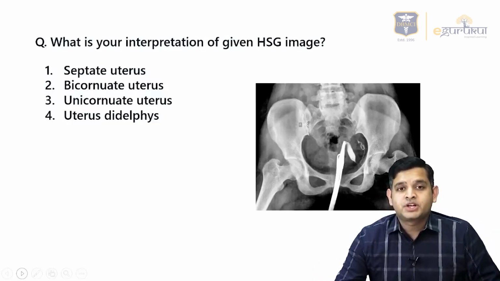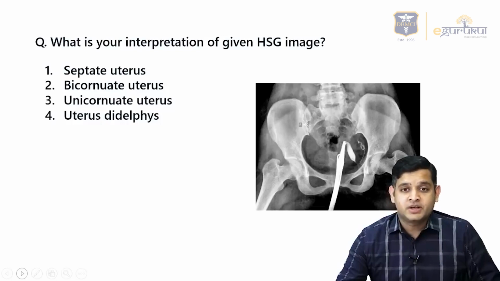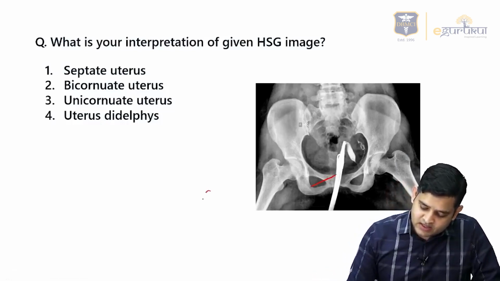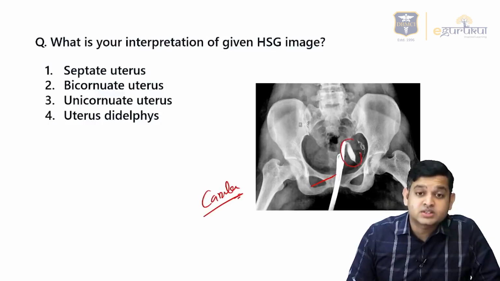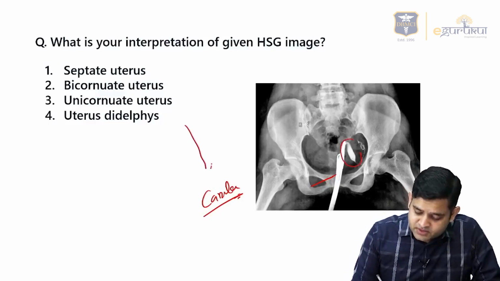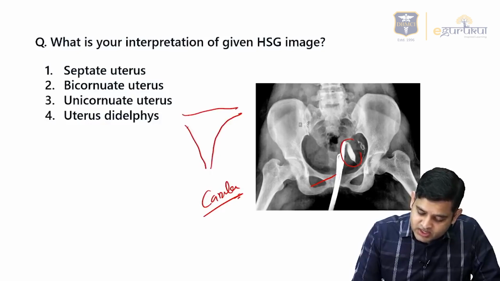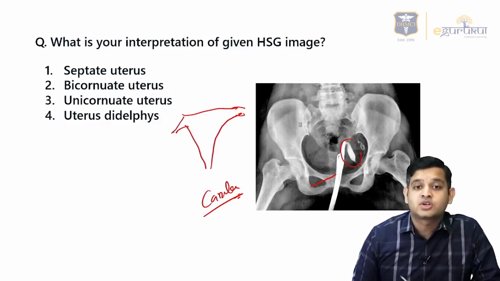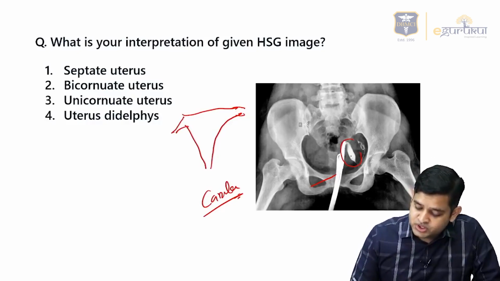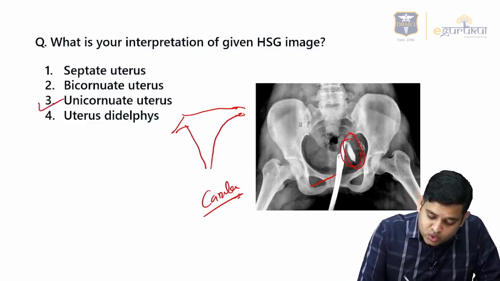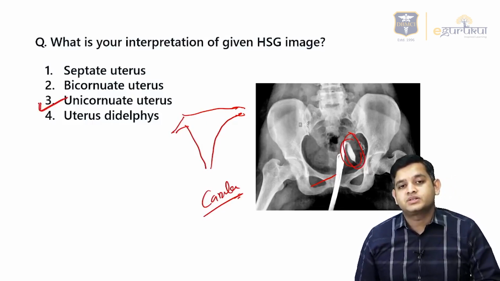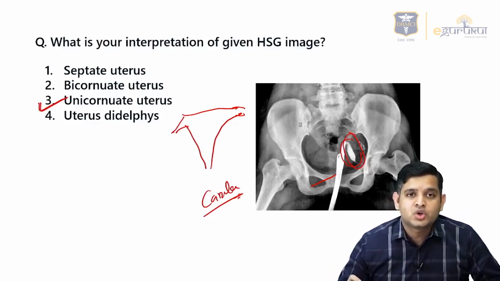Now what is your interpretation of the given HSG image? This is the cannula that you could see. This is the uterus. We have seen the normal HSG, and this is how the normal uterus looks. But what you see is only one cornua. So this is a unicornuate uterus. This is an image of a unicornuate uterus.